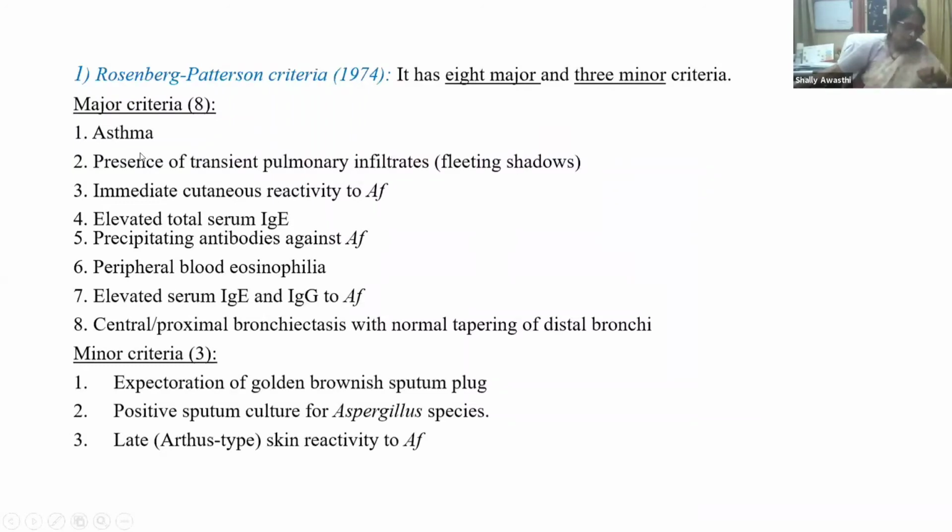And 3 minor. The 8 major criteria are written here: asthma, fleeting shadows, cutaneous reactivity, elevated IgE, precipitating antibodies, eosinophilia, elevated IgE-Ng, and bronchiectasis, and 3 minor. Now here the problem with Rosenberg-Patterson is that we don't know how many major and how many minor should be taken. Each group takes its own, sometimes 6 major, sometimes 2 minor. There is no consensus. And then also there's no consensus whether the patient is in remission or in relapse.